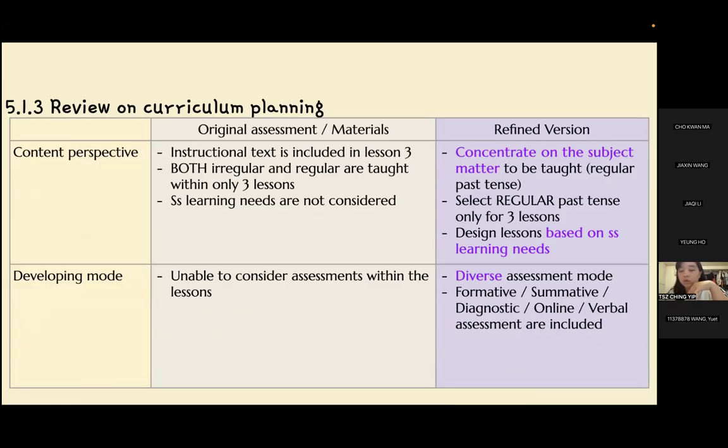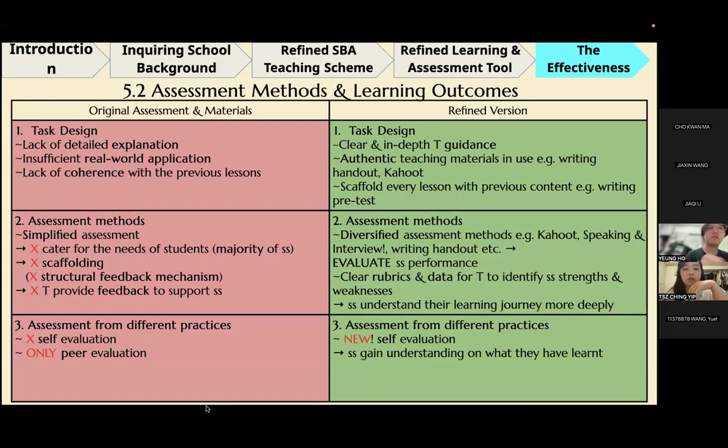And for the developing mode, we try to adopt diverse assessment modes such as the below that are included in our lessons. So thank you, Toby. Next slide, please.